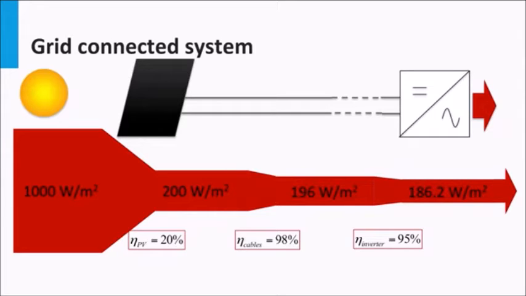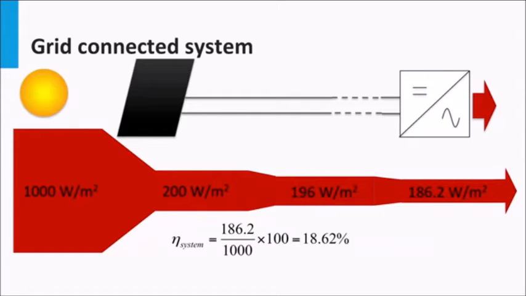Assuming a lossless exchange at the distribution panel and negligible dissipation in the cables carrying AC power, we get an overall PV system output of 186.2 watts per square meter. This means that the incoming irradiance at 1000 watts per square meter is processed by the PV system to give 186.2 watts per square meter. In other words, the overall system efficiency is 186.2 divided by 1000 watts per square meter, which is 18.62%.